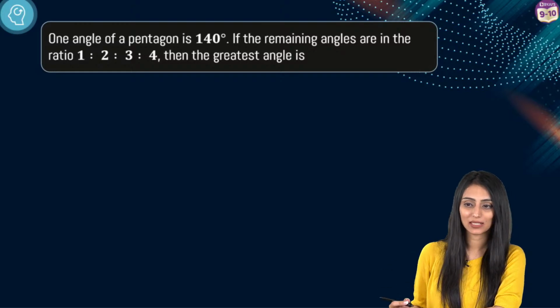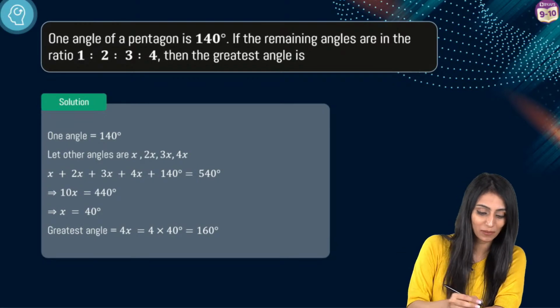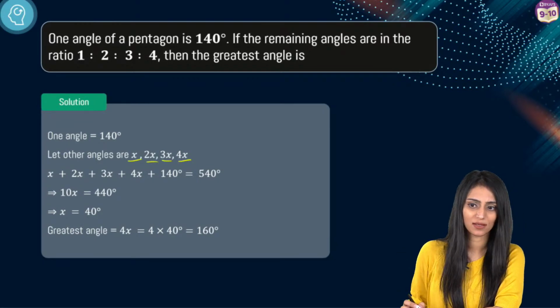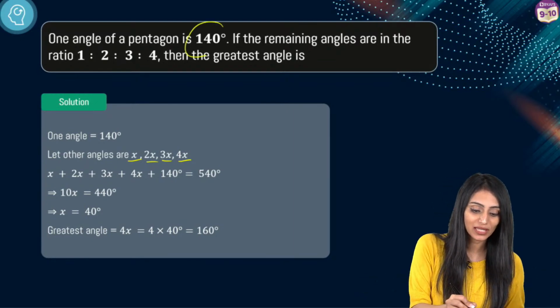Alright, let's quickly take a look at the solution. Well, this was a very simple one. So here the ratios are given. So let's assume them as x, 2x, 3x and 4x. That's what we do whenever the ratios are given, because the ratios are not the exact values, and one of the angles is 140 degrees.